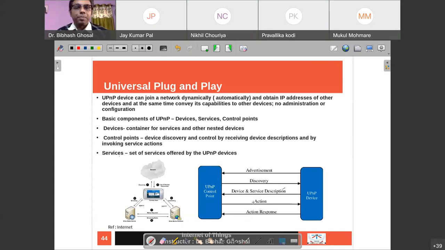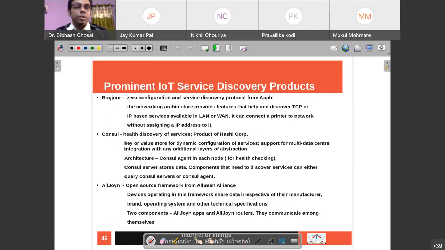There are quite a few prominent IoT service discovery products available in the market. The most popular is Bonjour, which is a product of Apple. It's a service discovery protocol where no configuration is required. You have a networking architecture that provides features for discovery of TCP or IP based services. So if you are planning to give some services which make use of a TCP or IP protocol, you can make use of Bonjour.